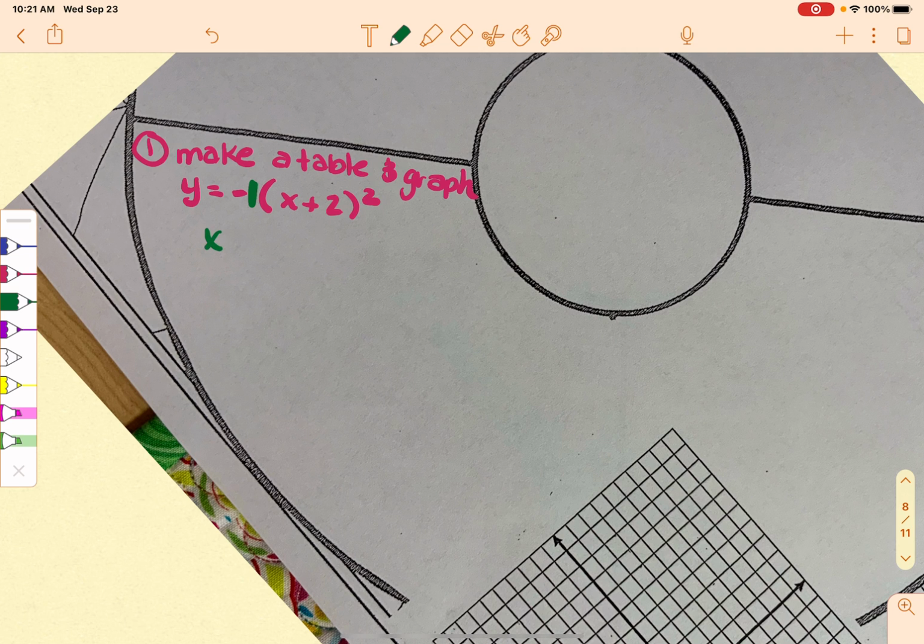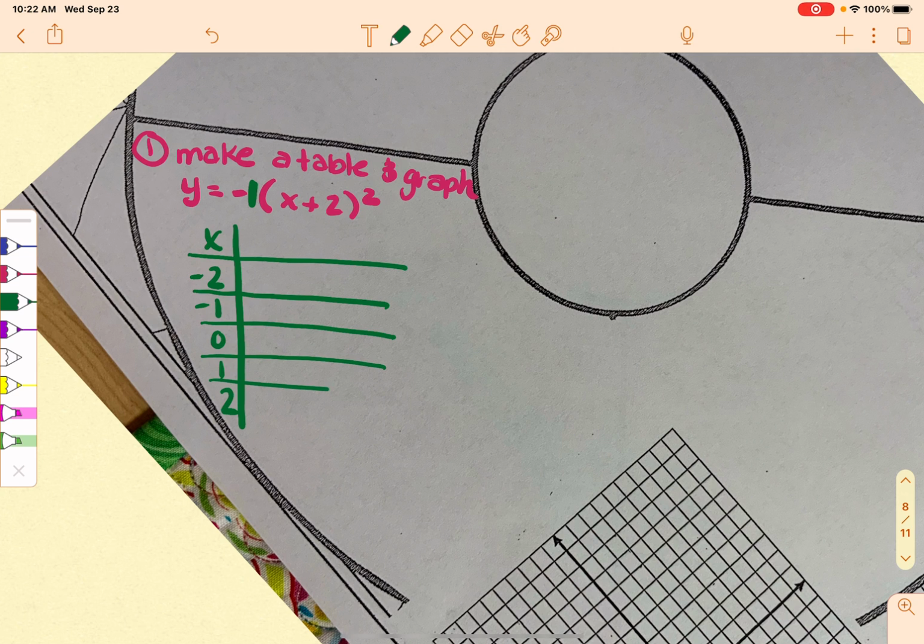Now, we're going to start by making our table, and we're going to start really the way we've been doing it since the beginning. We're going to start and go negative 2 to 2, and see how that does, and see if we need to make any adjustments. And I'm going to take this equation and put it here. So y equals negative 1 times (x plus 2) squared. Now, my job is to take this value for x and plug it in here, one at a time, all the way down the table, just like we were doing before.